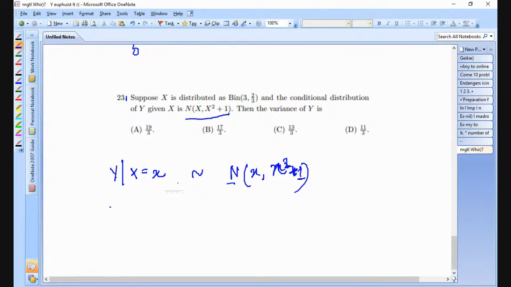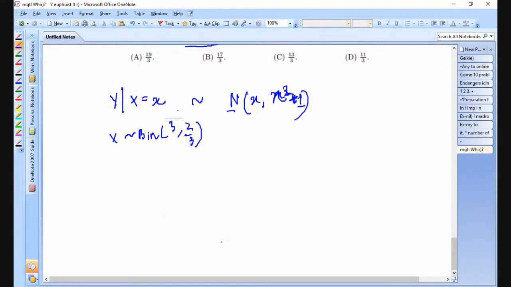So then the variance of Y is what? X follows Binomial(3, 2/3). You can understand that PSB problems are much more of a basic nature, testing the basic understanding: whether you know conditional distribution, whether you know the law of total expectation, like Adam's law. What is Adam's law over here? It's like the smoothing property. You need to find the variance of Y.